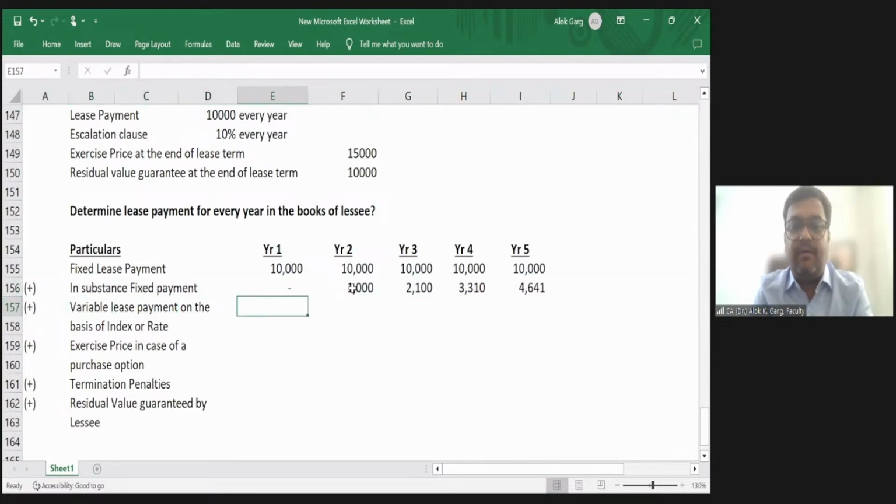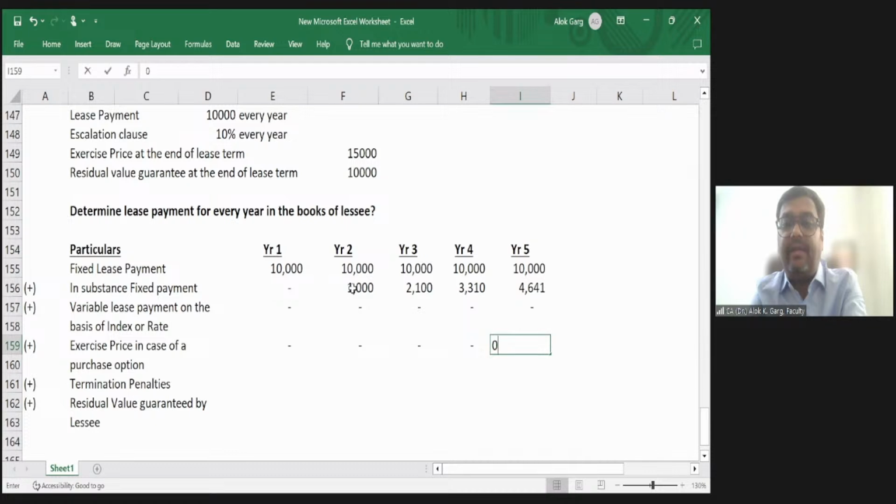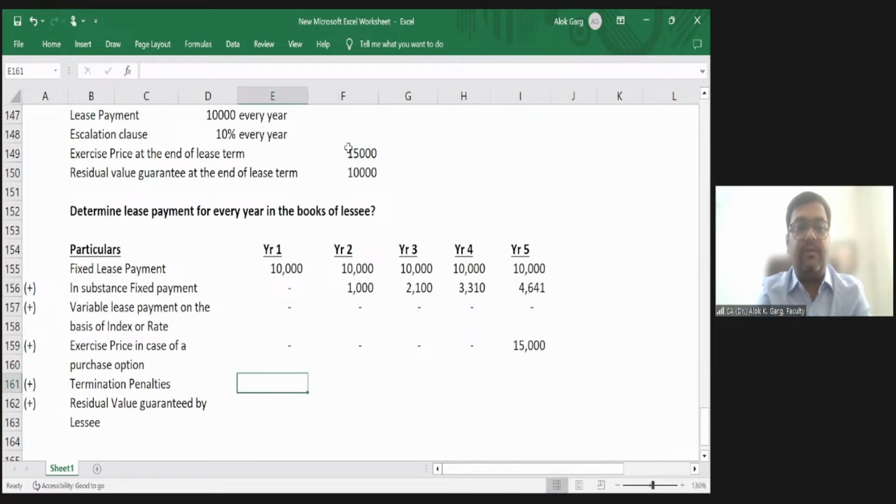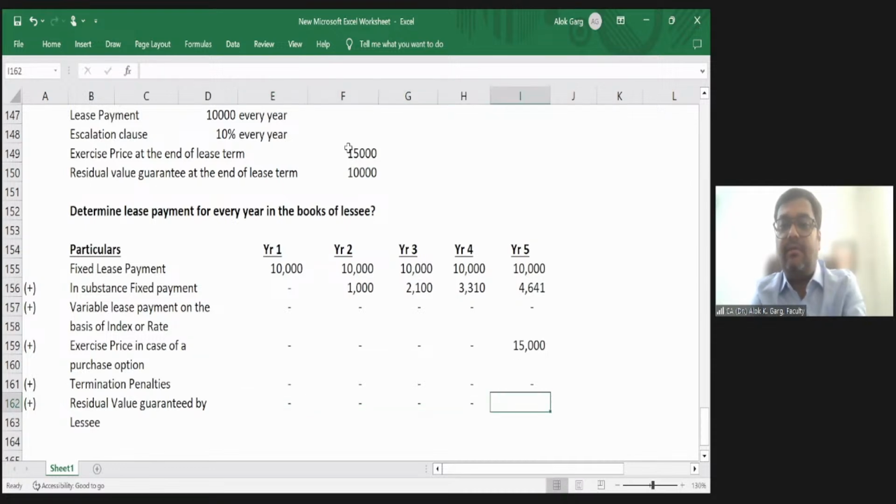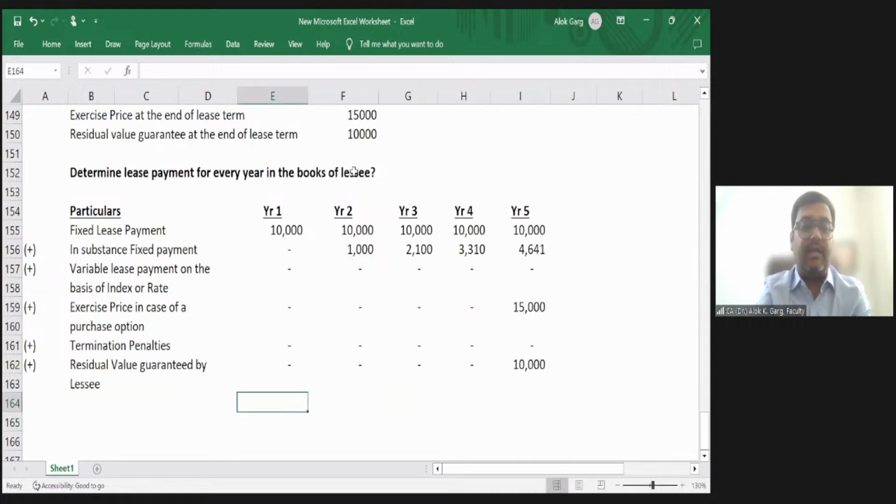Variable lease payment, nothing is given in the question in this example. Exercise price in the case of a purchase option: this exercise price of 15,000 is given, but this has to be paid at the end of the lease term. Termination penalty is not given in the question. Residual value guarantee also comes into the last year. What is the residual value guarantee given? 10,000. What are the total lease payments?